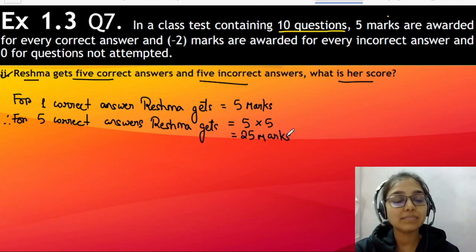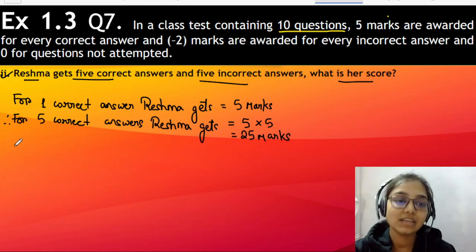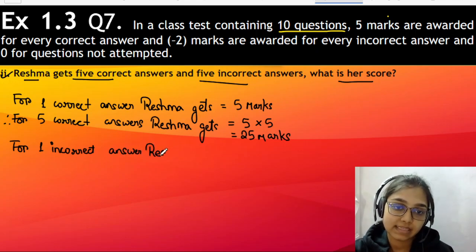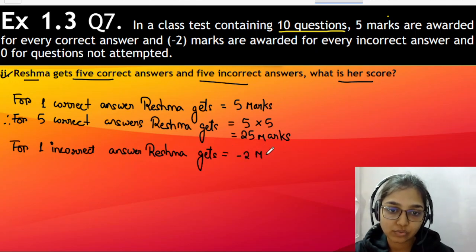Right? In a similar manner, we can find the marks that are going to be awarded to Reshma for incorrect answers. So for one incorrect answer, Reshma gets minus 2 marks. So it's going to be minus 2 marks over here.